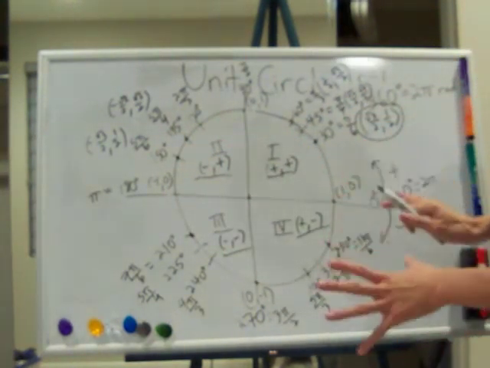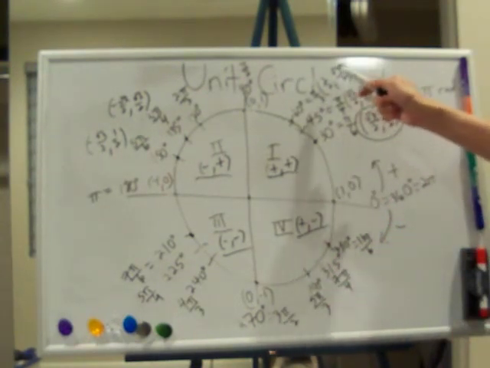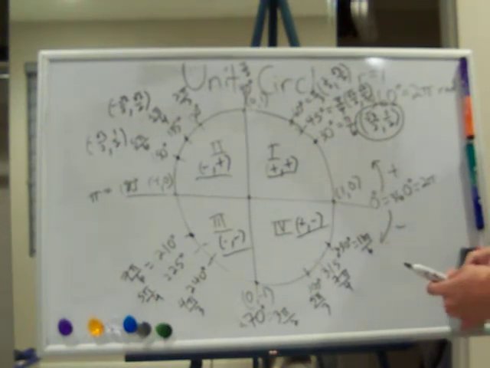So that's a summary of the unit circle. Now I'm going to explain why we have these coordinates here, okay? So let's get into that.